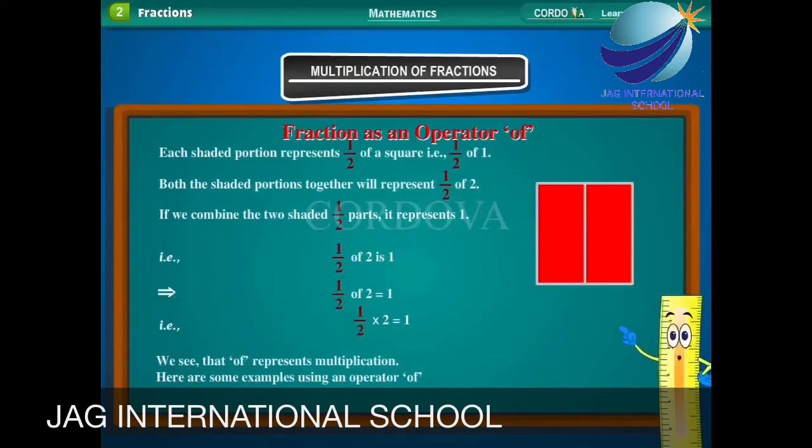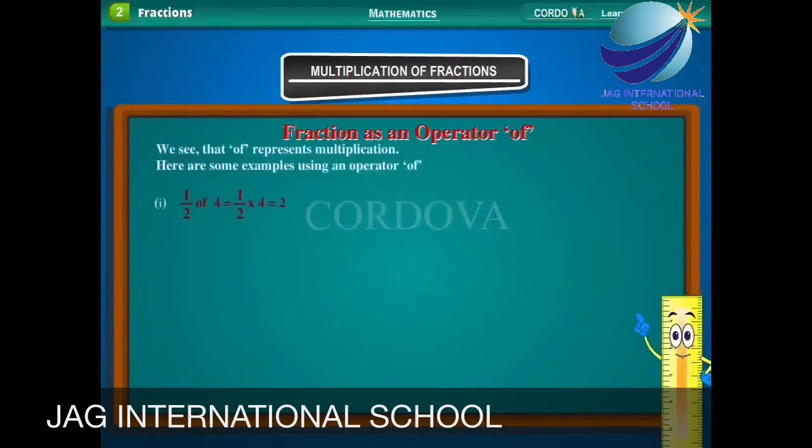Here are some examples using an operator 'of'. 1/2 of 4 is equal to 1/2 × 4, which is equal to 2. 1/2 of 5 is equal to 1/2 × 5, which is equal to 5/2. 1/2 of 6 is equal to 1/2 × 6, which is equal to 3. 1/2 of 7 is equal to 1/2 × 7, which is equal to 7/2.